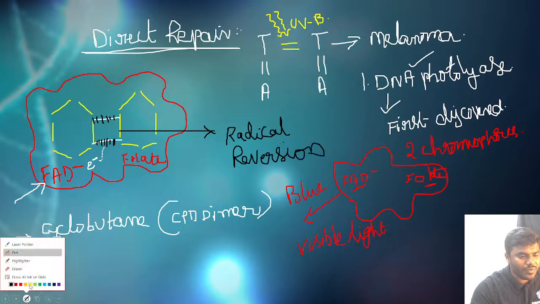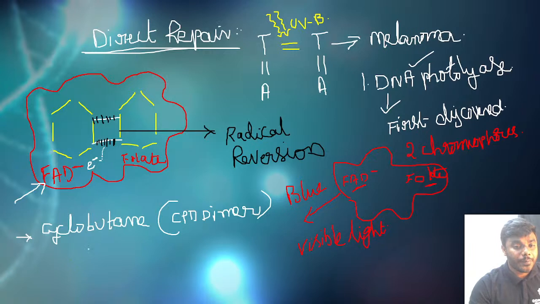I will re-explain once again. Just quickly recall. This is the structure of the photolyase enzyme. The photolyase enzyme will first come and associate with this particular pyrimidine dimer. Now this photolyase has two chromophores named FAD minus and folate. And what is the major function of FAD?